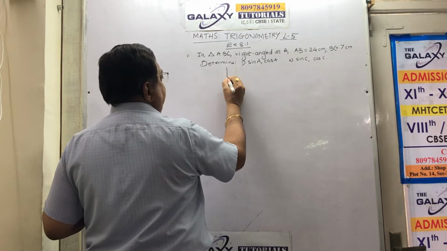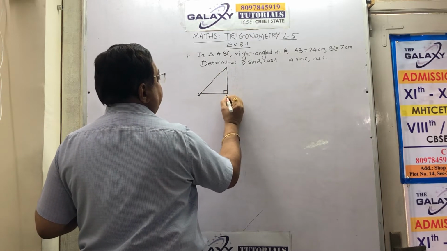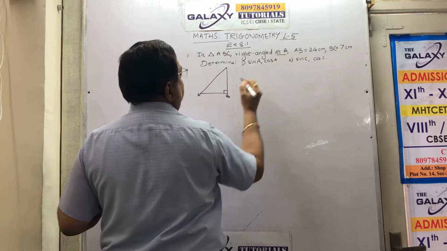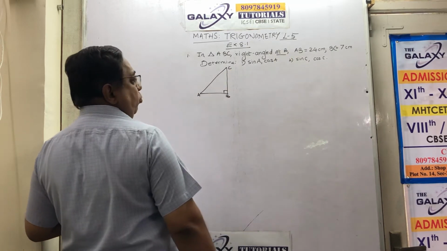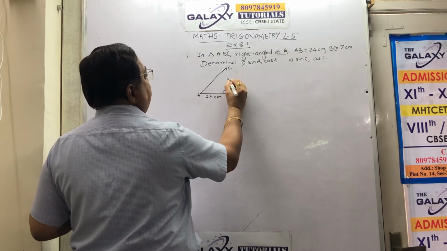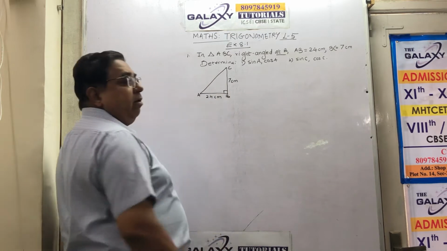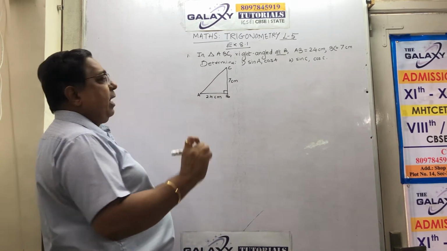First, we will draw the triangle and label it. Right angle is at B. Please read carefully. Do not draw what you like. AB is 24 centimeter. BC is 7 centimeter. I do not have the third side. First, find the third side.